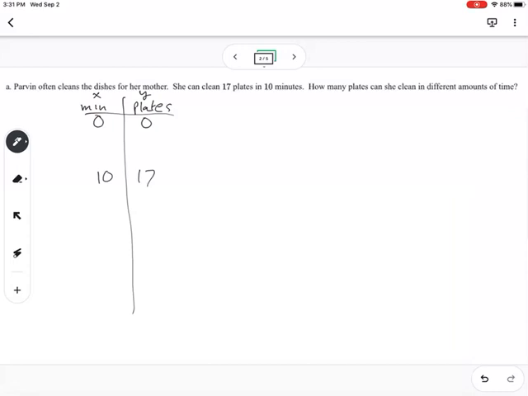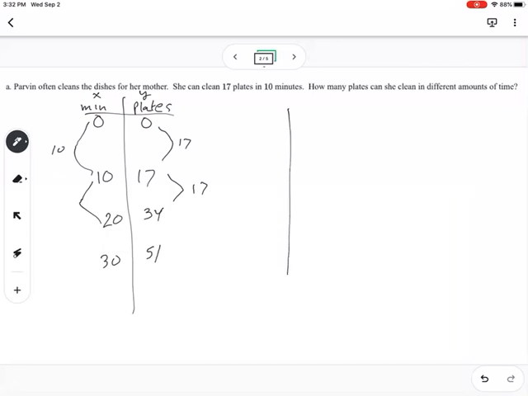Meaning, if it takes 10 minutes to clean 17 plates, if you go another 10 minutes to 20 minutes, let's say, you're going to clean another 17 plates. So that would be 34. You could do that forever. You could go 30. Add 17. Ooh, I'm going to mess this up in my head. I'm going to say 51. You need to double check me at home. And so what we have here is an increase at a constant rate.